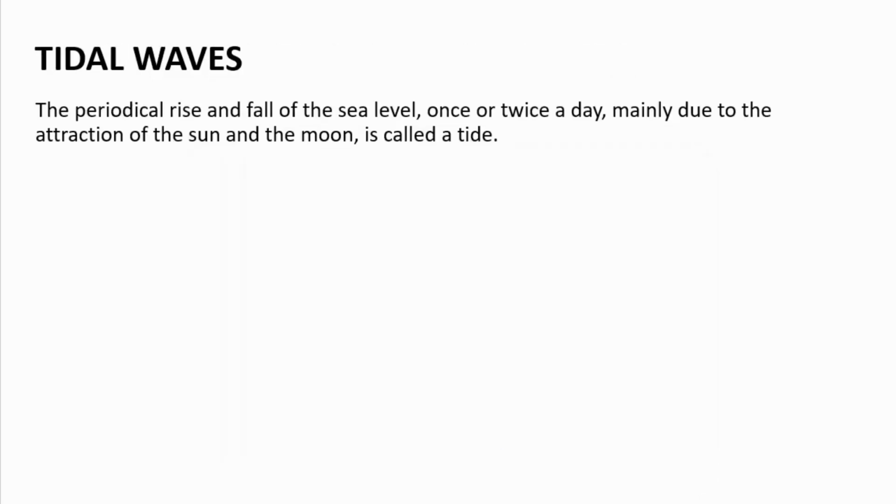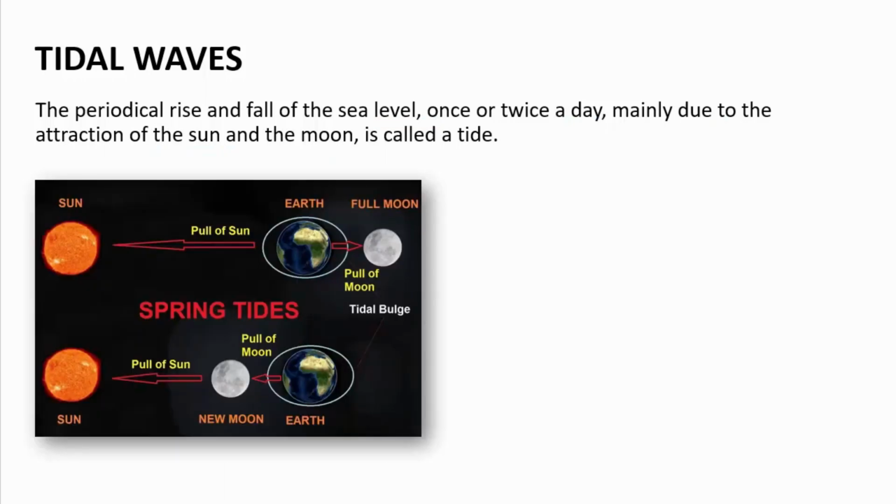Moving on, the next factor that affects the movement of water is the tidal waves. The periodical rise and fall of sea level once or twice a day, mainly due to the attraction of the sun and the moon, is called a tide. Why does this happen? This is simply because of the gravitational pull on the ocean. Now why do we see the changes in ocean waters due to the gravitational pull and not on the land?